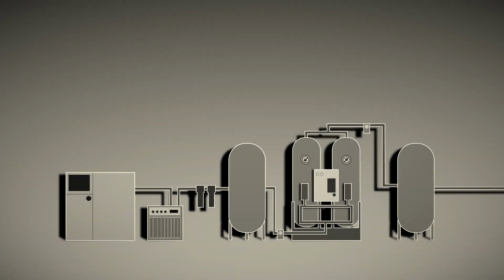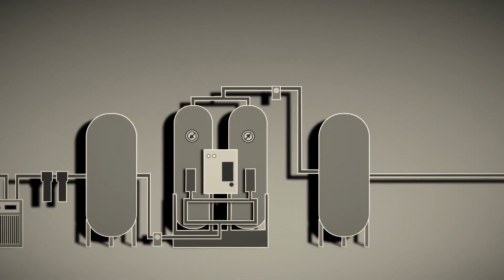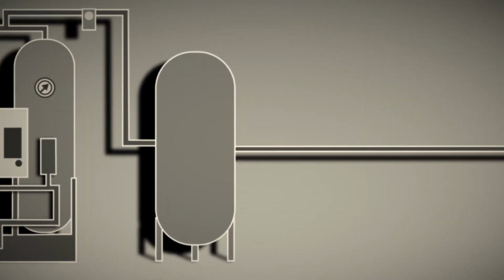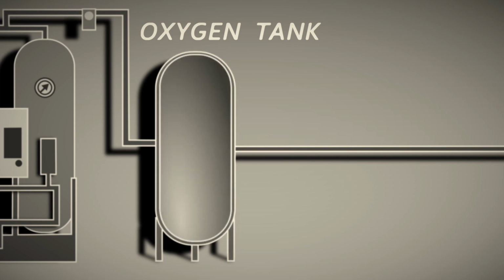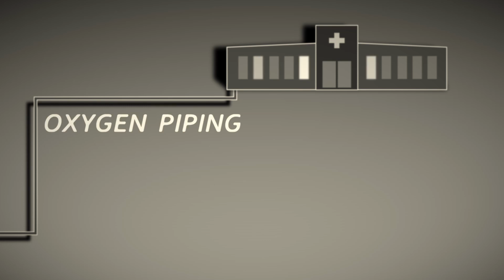Now that we're producing high-purity oxygen, we want to deliver it to where it is needed. This is the oxygen delivery system. First, oxygen is sent to the oxygen storage tank. Like the air storage tank, the oxygen storage tank is used to help stabilize oxygen pressure. Oxygen from the storage tank can be distributed directly to patients' beds through an oxygen piping system in the hospital.